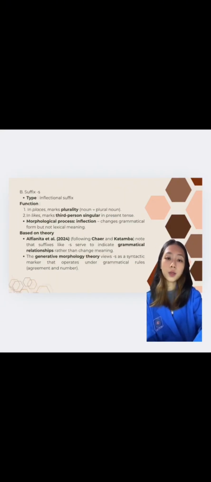Number 2, suffix "s". The type is inflectional suffix. For functions, number 1, in "places", it marks plurality, or a noun becomes a plural noun. Number 2, in "likes", it marks third person singular in present tense. For morphological process, inflection changes grammatical form but not lexical meaning.